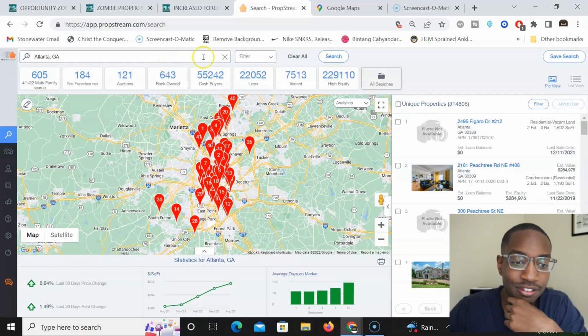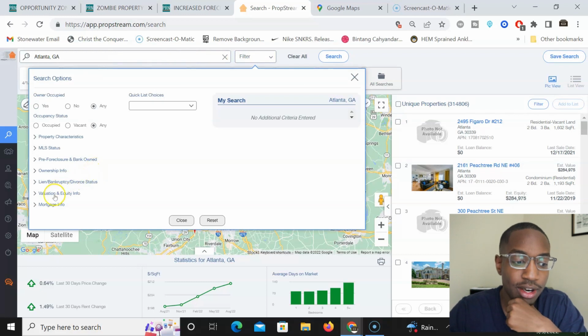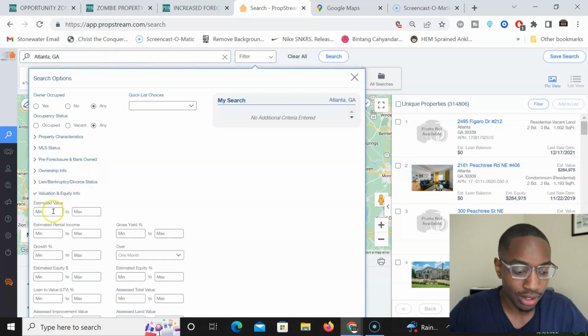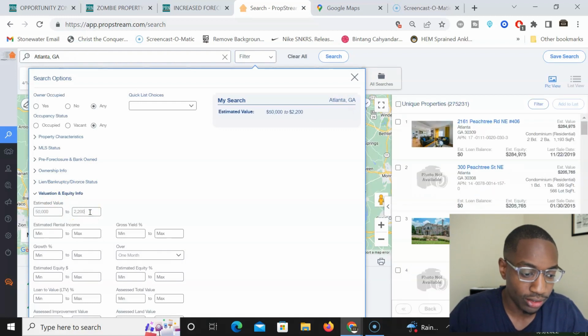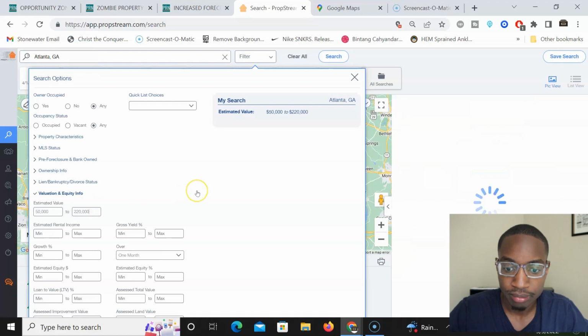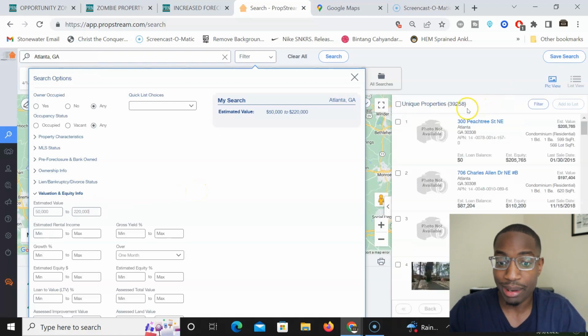You can actually filter down to the estimated value of houses. So right here, I would go to valuation and equity, and I would type in the minimum, which would be $50,000, and the maximum, let's put $220,000. And so now you have a list of about 39,000 properties.